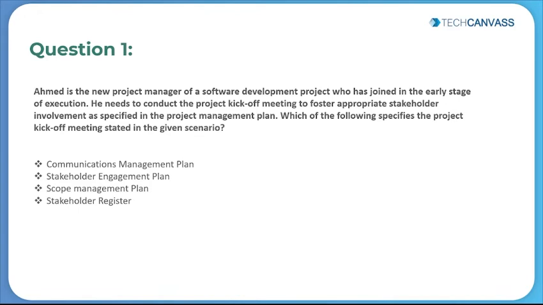All these four look relevant to the question. People might pick communication management plan since we are talking about stakeholder involvement. But let's understand what the answer can be here. The stakeholder engagement plan is a component of the project management plan that identifies the strategies and actions required to promote the productive involvement of stakeholders in project decision making and execution.